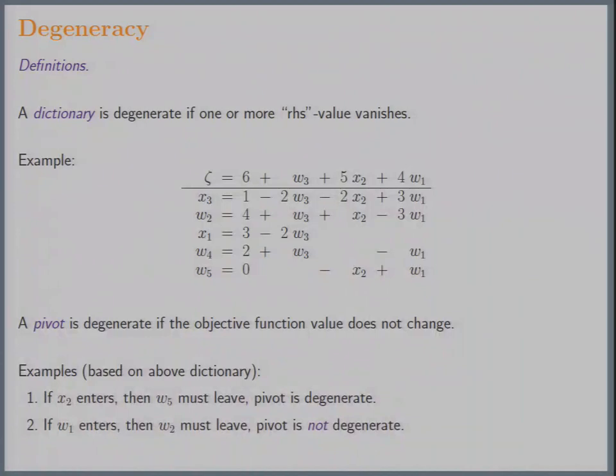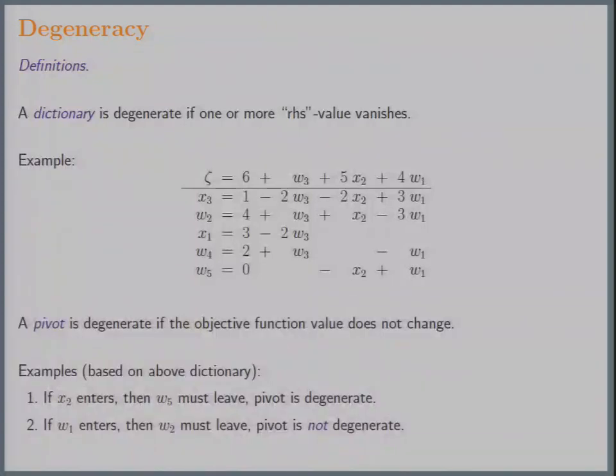Not all pivots are degenerate. If I picked w1 for my entering variable, look down here, I go -3, that gives me something there. I got this minus here, so that goes, but this one, there's a plus sign here on the w5 row. w5 goes up, so I don't have to worry about the 0 here when I'm doing w1 as my entering variable. So this would be a degenerate dictionary, but if I pick w1 to enter, it will be a non-degenerate pivot. I will actually make progress.